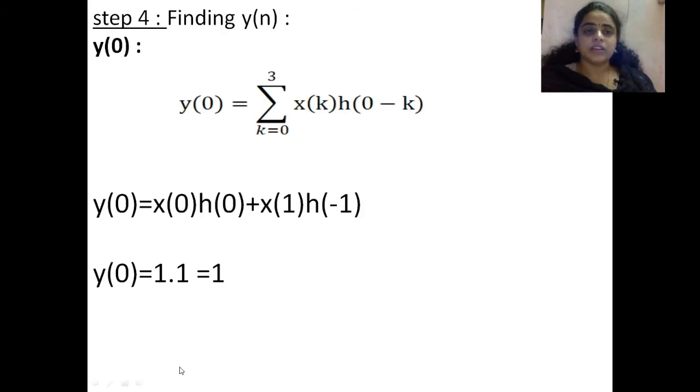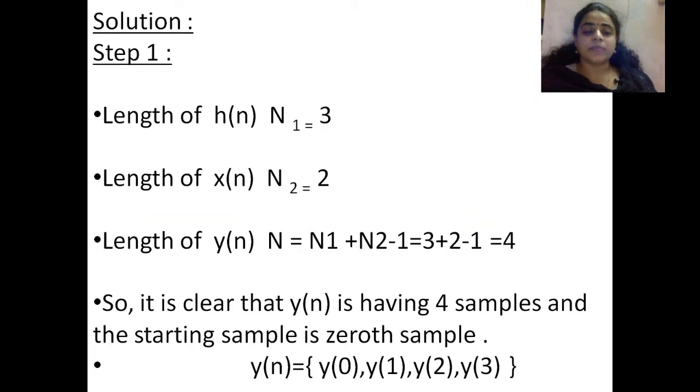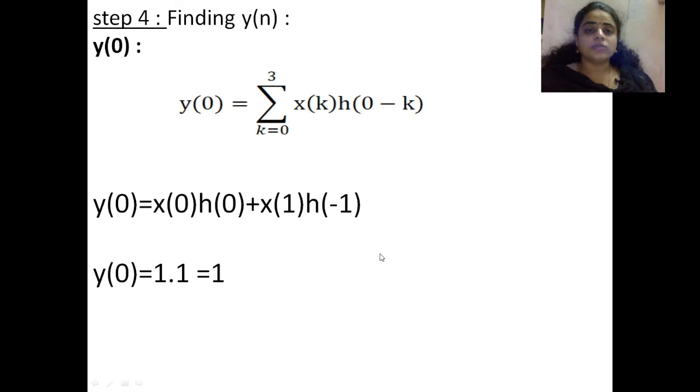This is step 3. Now step 4 is finding y of n. As discussed in step 1, we have to find y of 0, y of 1, y of 2, y of 3. That can be done in our fourth step, finding y of n. Y of 0 is obtained by simply substituting the value of n as 0 in the formula. Y of 0 equal to summation k equal to 0 to 3, where N is n1 plus n2 minus 1, that is 4.